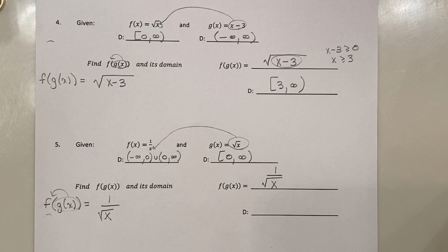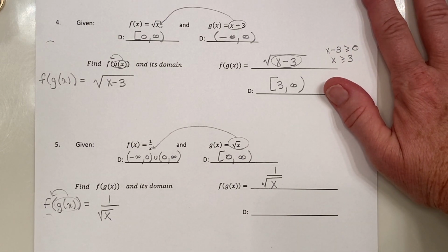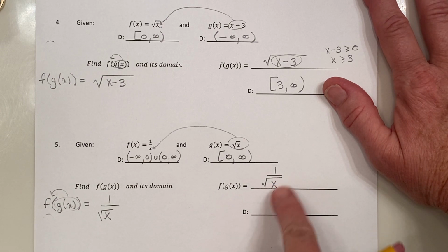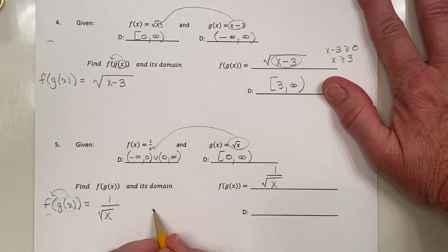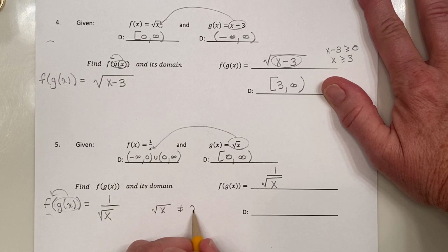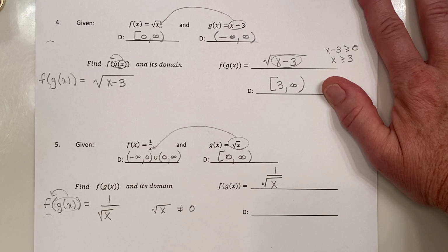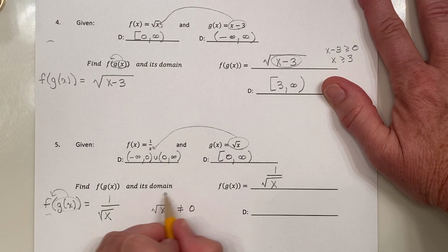All right, this domain's a little bit tricky because we've got two things going on. We've got a rational function, and then we also have an even root function. So I think I'm going to deal with the rational function first. That means the square root of x, that denominator, cannot be 0. So we've got to look at the rational piece first. So the square root of x cannot be 0.